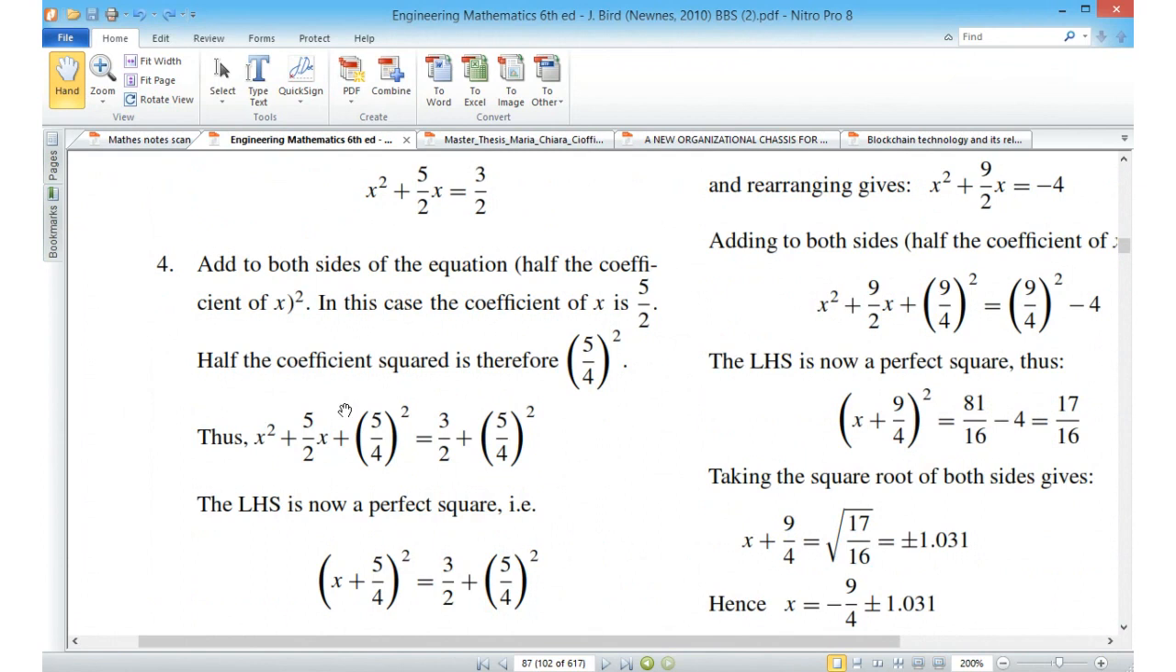So the next thing we need to do is pick the half. Add to both sides of the equation half of the coefficient of x. The coefficient of x is 5 over 2, so pick half, then add it to both sides of the equation. Balance both sides of the equation. Then at that particular moment, we say that we've obtained a perfect square on the left-hand side of the equation.